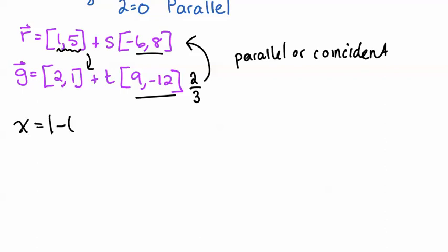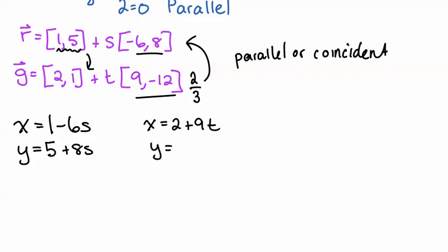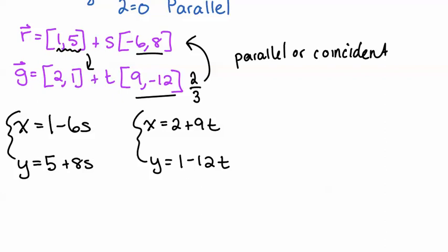x equals 1 minus 6s and y equals 5 plus 8s, and my other equation would be x equals 2 plus 9t and y equals 1 minus 12t. So I've got this line and I've got this line. So I could try just taking this point 1, 5 and subbing it in here and seeing if my t's are the same. So I could try just doing that.